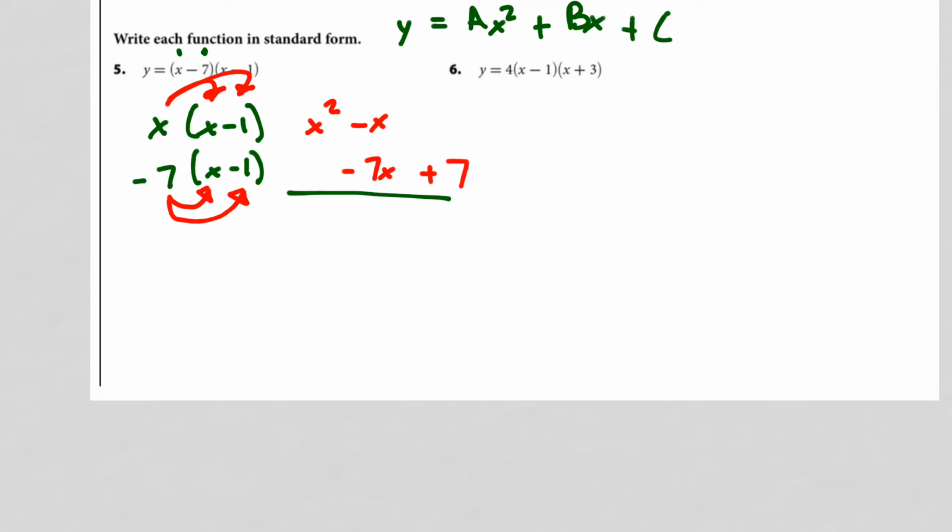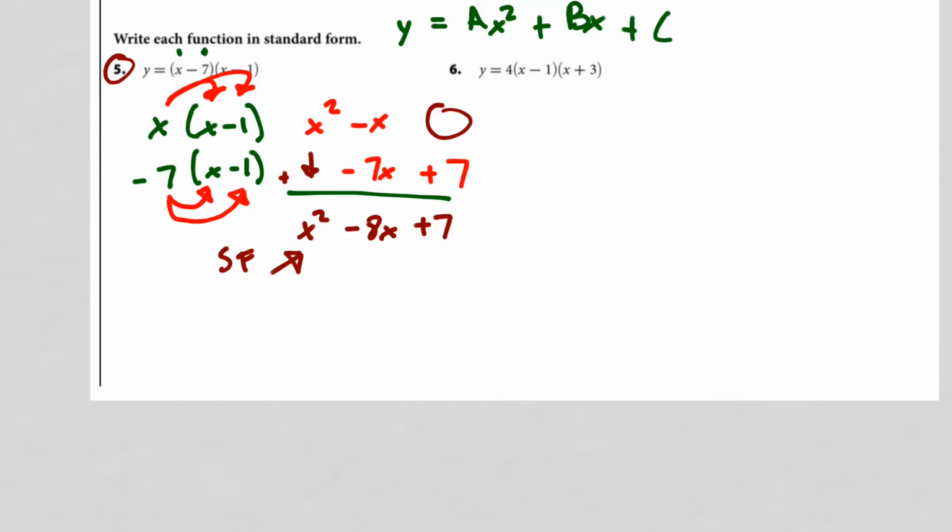So now that I've distributed and multiplied all this out, this becomes like an addition problem. From here on, this carries down. x squared, minus 7x and minus x is minus 8x. And then there's nothing here to add 7 to. So this is the standard form of what you started with, number 5.